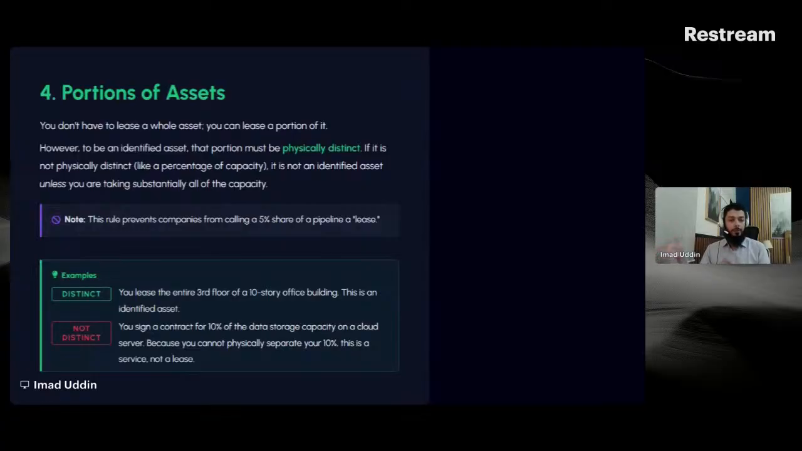This is a service. Similarly, if you say that I can occupy 10% of the chairs in this office, and you can substitute what chairs they are, this is not an identified asset, and therefore you don't have the right to control any particular identified asset, and therefore it's not a valid lease.